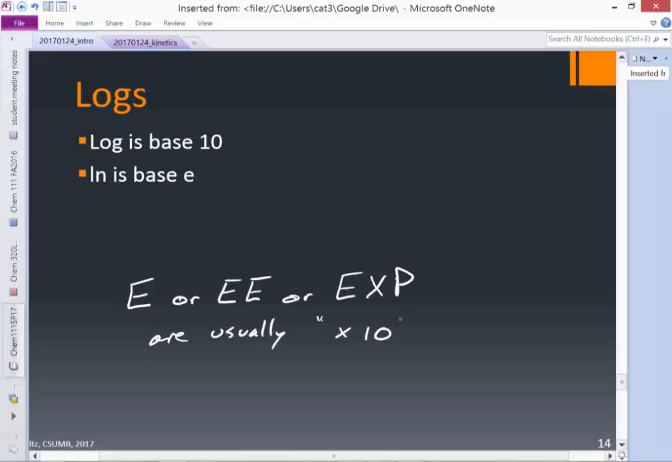It's different on different calculators. Sometimes it's capital A, sometimes it's double capital E, sometimes it's X. It's never lowercase e for the times 10. Lowercase e is Euler, the number e.